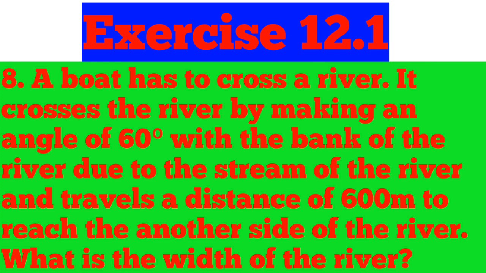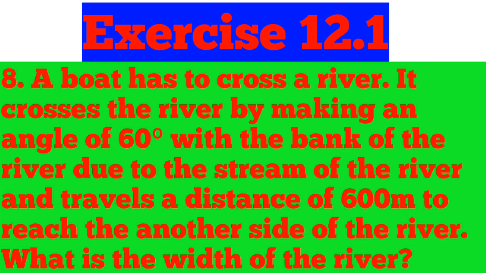How does it make an angle of 60 degrees? Due to the streams, in the sense of waves. It makes ups and downs with the waves, and it makes a 60 degrees angle. It crosses the river, so it travels a distance of 600 meters to reach the other side of the river. So the boat will traverse completely 600 meters to cross the river. There will be waves, ups and downs, so the distance will actually be lengthy. So we need to find out the actual width of the river here.